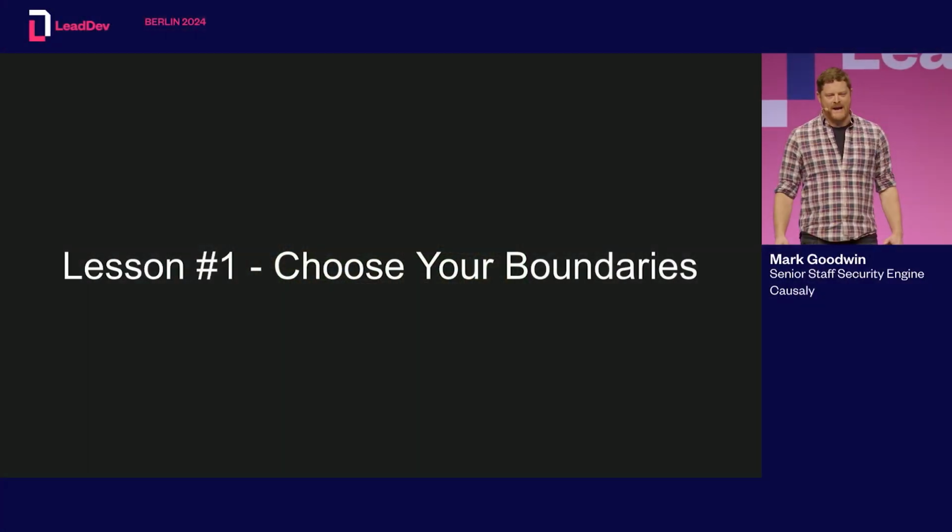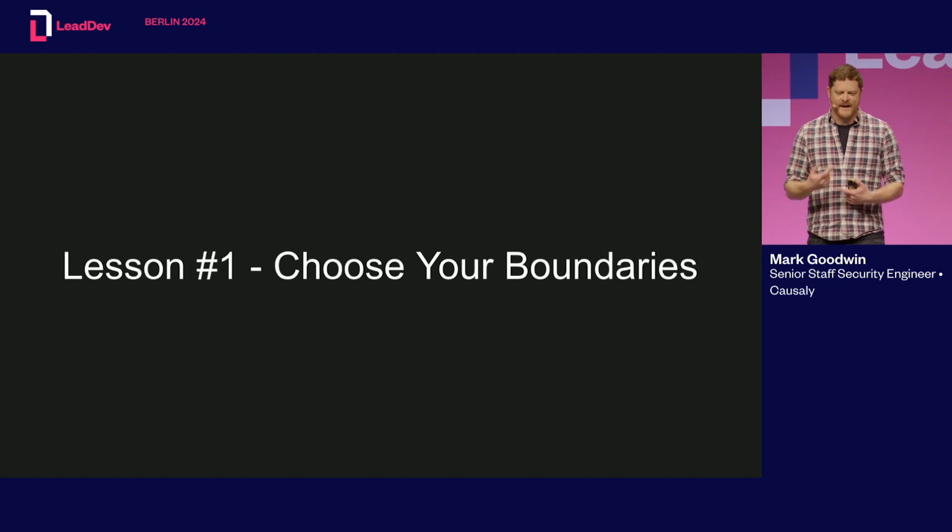So yeah, browsers have come a really, really long way since 1995, and there are loads of lessons on that journey that we can learn to help us build our systems more securely. And so what we're going to do over the next few minutes is we're going to pick two of those lessons and take a look at them. So the first lesson is in choosing our boundaries. And this is a really high-level architecture thing.